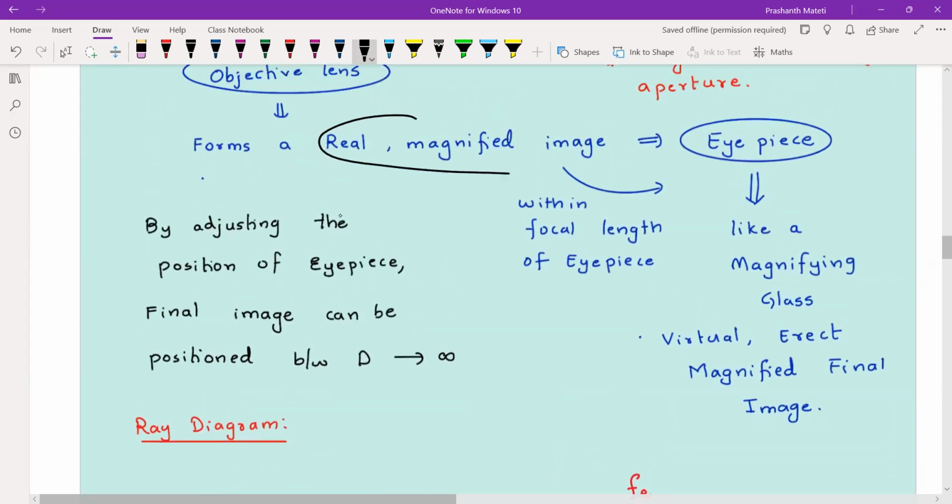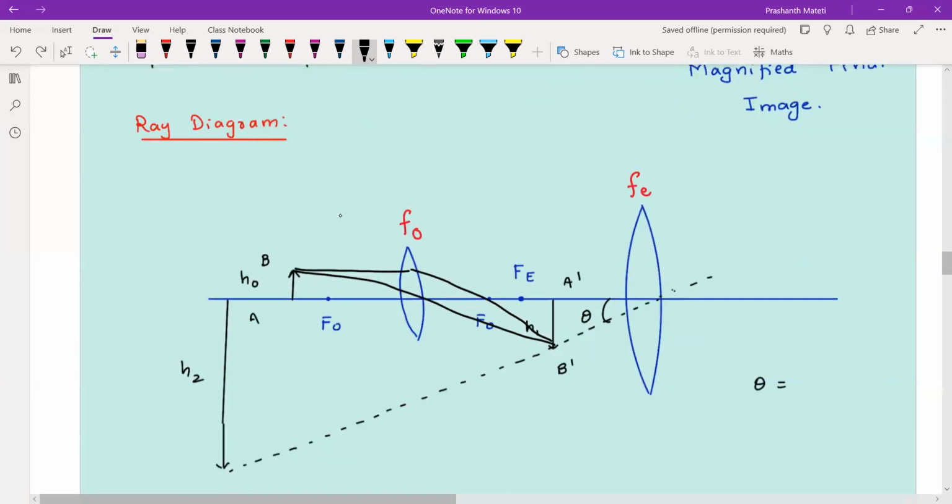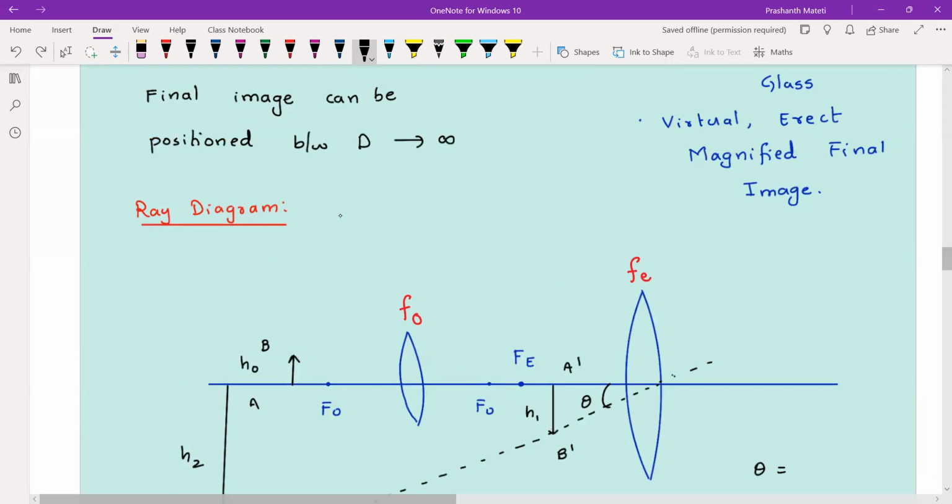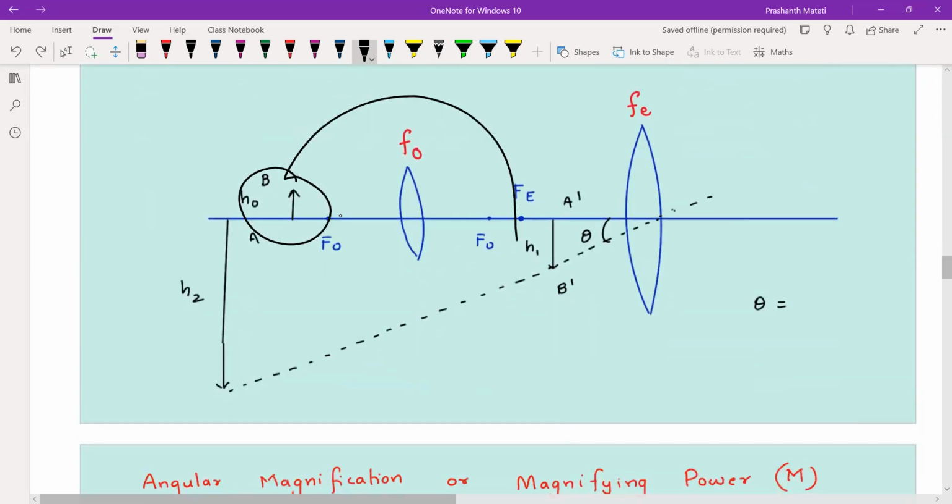First, the objective lens forms a real magnified image, and then that image acts like an object for the eyepiece. Finally, we want to see the virtual image. If you want to see the virtual image, this should be placed between F and O only. Then it is going to magnify again, and finally the image will be formed here. Understanding? So first the object forms the image, and that image acts like an object and forms the final image here.